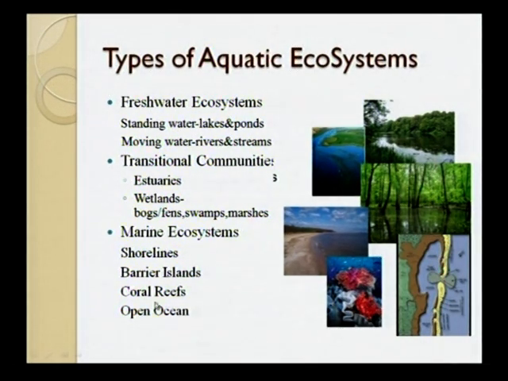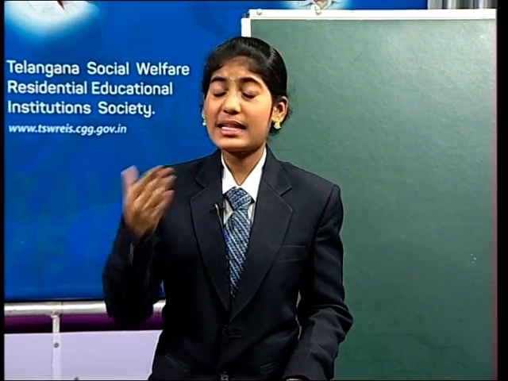The next one is marine water ecosystem. So let us learn what the water bodies in the marine water ecosystem are. They are nothing but shorelines, barrier islands, coral reefs and open oceans, and simple examples like oceans and seas are the examples of the marine water ecosystem, right? Okay friends, but I had a doubt. Why is the aquatic ecosystem classified into fresh and marine water? What is the reason we want to classify them as fresh and marine?